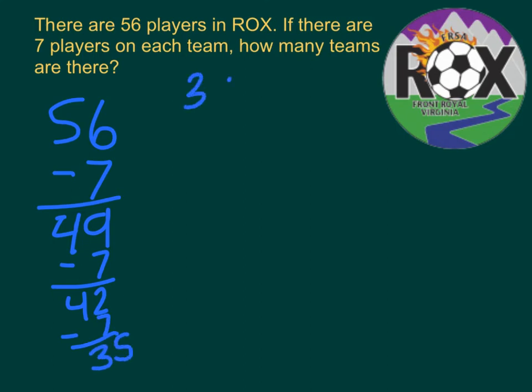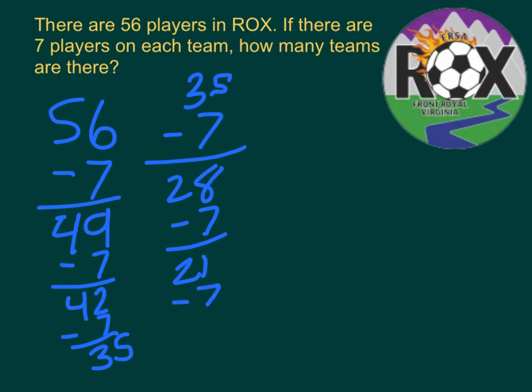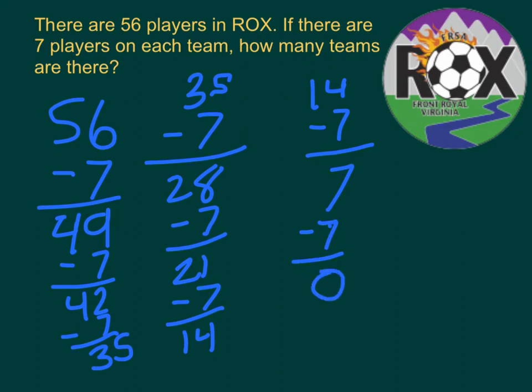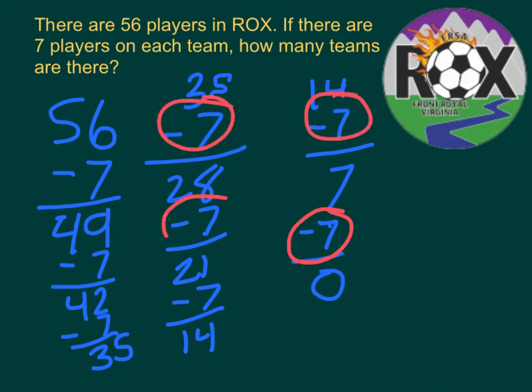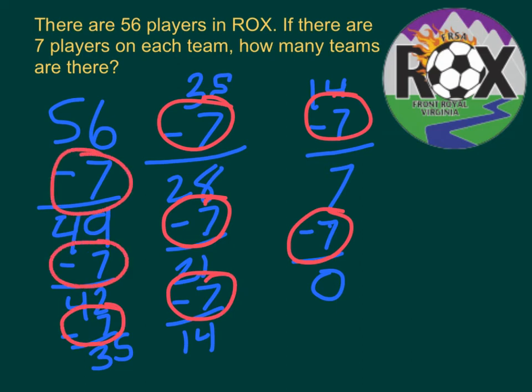I'm going to bump this up. 35 minus 7 will give us 28, minus 7 will give us 21, minus 7 will give us 14. Bump the 14 up because I ran out of room. Minus 7 will give us 7, and 7 minus 7 equals 0. Then I'm going to go back and count how many times I subtracted 7. So every time I see a minus 7, I'm going to circle it. 1, 2, 3, 4, 5, 6, 7, 8. So now there would be 8 teams. That's one way to do it.